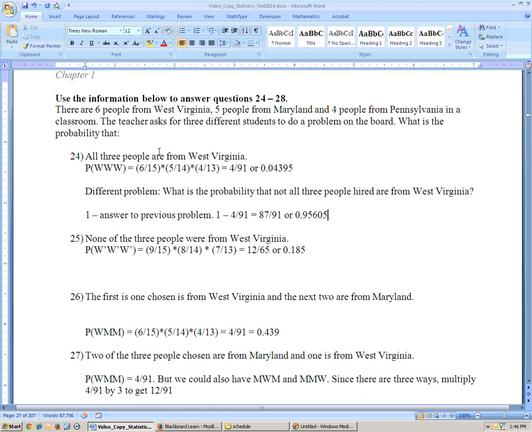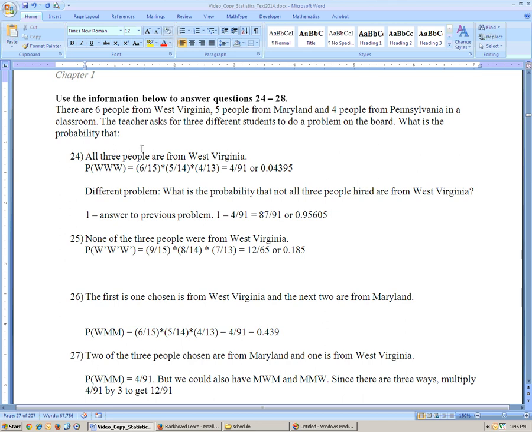Okay, this is from section 1.3. We're going to do problems 24 through 28. Here it says there are 6 people from West Virginia, 5 people from Maryland, and 4 people from Pennsylvania in a classroom. The teacher asked for 3 different students to do a problem on the board. What is the probability that, first of all, in problem 24, all 3 people are from West Virginia?